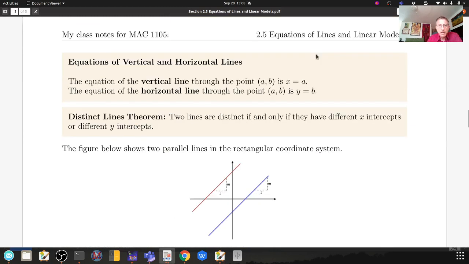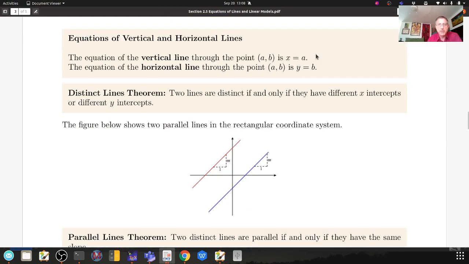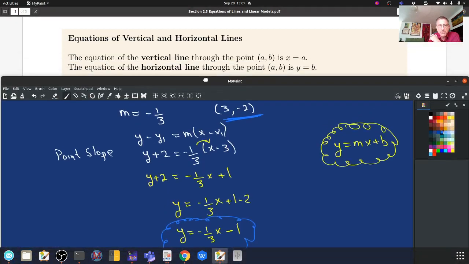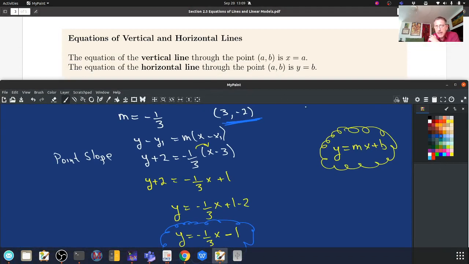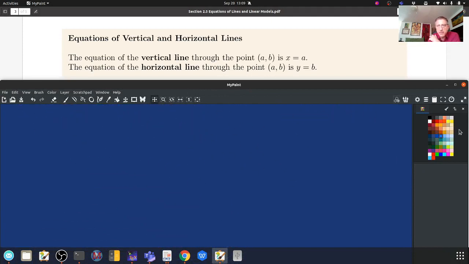So, equations of vertical and horizontal lines. The equation of a vertical line, that's a line that goes straight up and down, that's what it means to be vertical, has the equation x is equal to a for some number a.